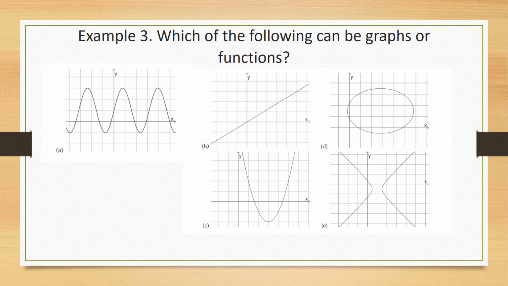So you can say that it is a function when the graph passes the vertical line test. As you can see here, A passes the vertical line test, so it can be considered a function. For letter B, B is also a function because it passes the vertical line test, while C is also a function because it passes the vertical line test, while D and E are not because they do not pass the vertical line test.